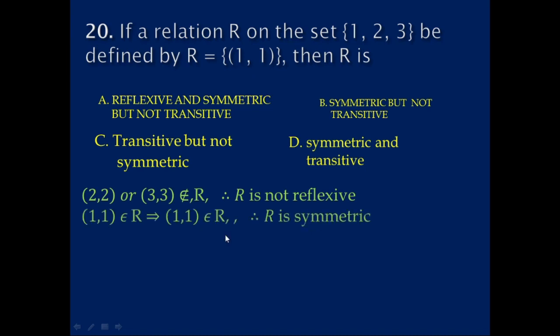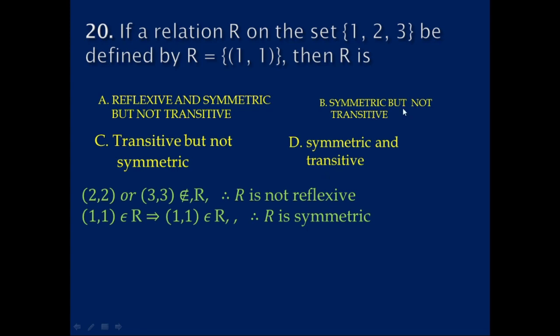It's the reverse, 1, 1 again, which also belongs to the same set R. Therefore, R is symmetric. Therefore, option C is not true. Either option B or option D.